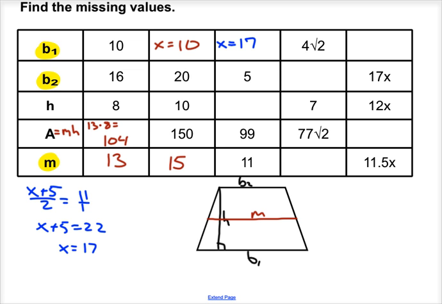Finding the height. Well, I know the area and I know the median. And I know that 11 times some number has to equal an area of 99. So 11 times 9 would give me 99.